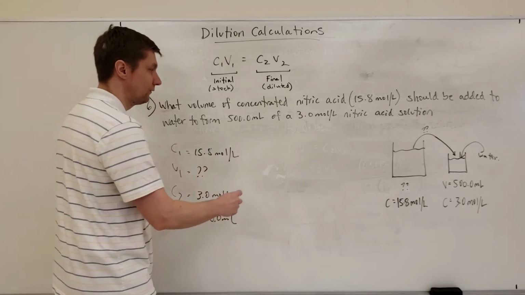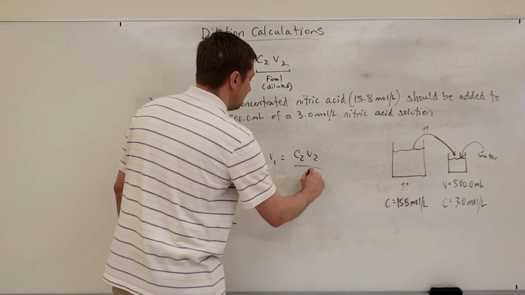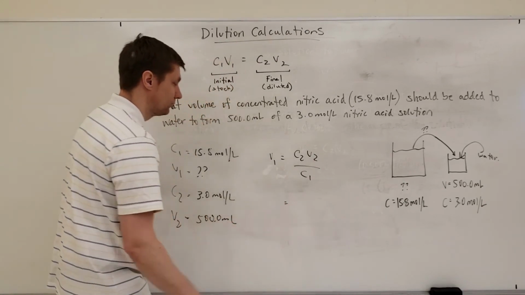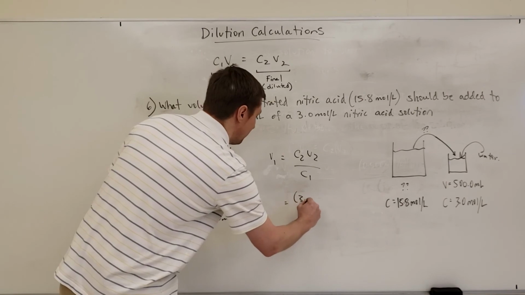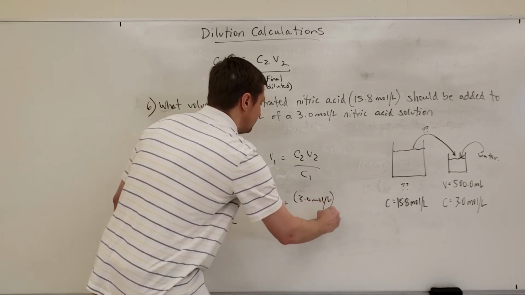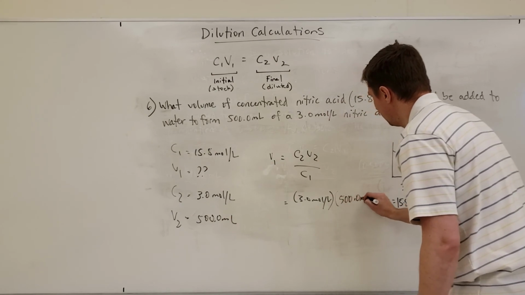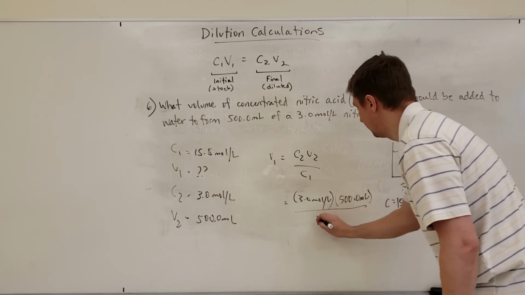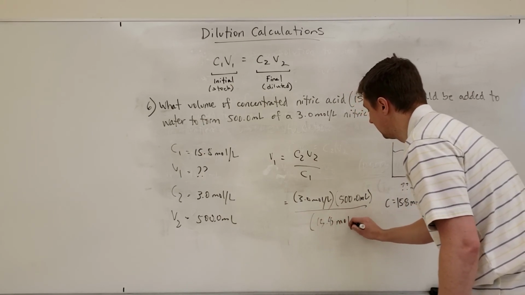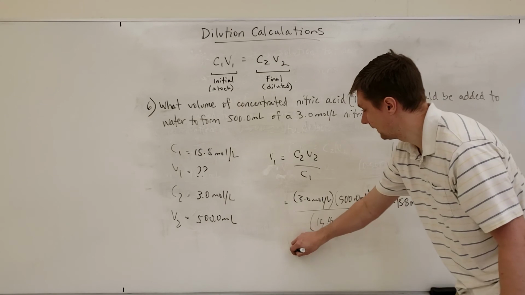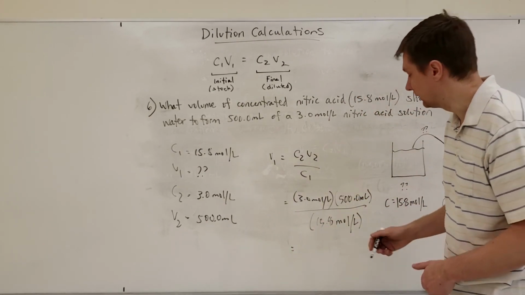And so then I can just solve for V1. V1 is equal to C2 V2 divided by C1. I plug all those numbers in. I get 3.0 moles per liter, my volume's 500 milliliters, divided by my initial concentration, which is 15.8 moles per liter. I plug all that into my calculator, and I end up with 95 milliliters.